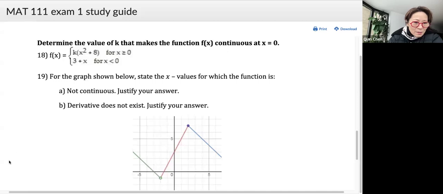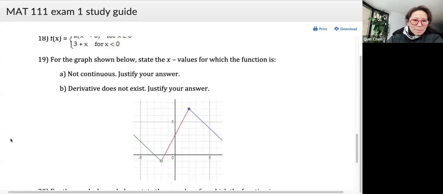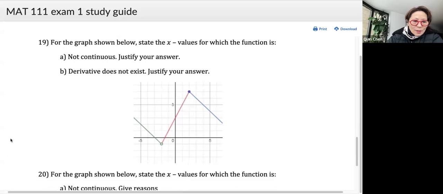Okay, now let's see. 19. We're given this graph. We see this one, you see the line breaks, right? So this is -2. So not continuous. The function is not continuous at x equals -2. We only want the x value, right? So when x equals -2, you see the function breaks. We indicate it with an open circle.